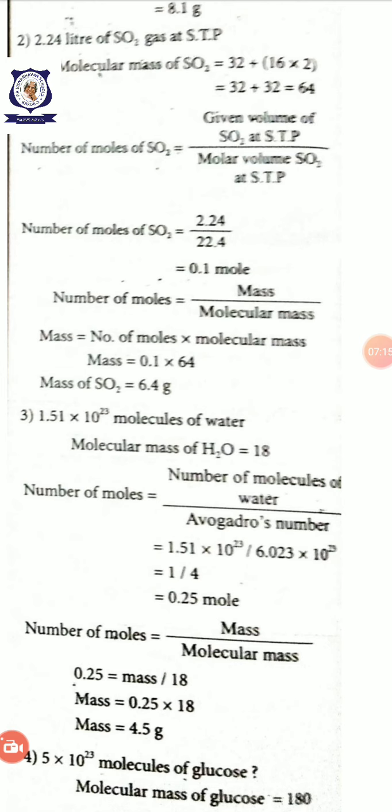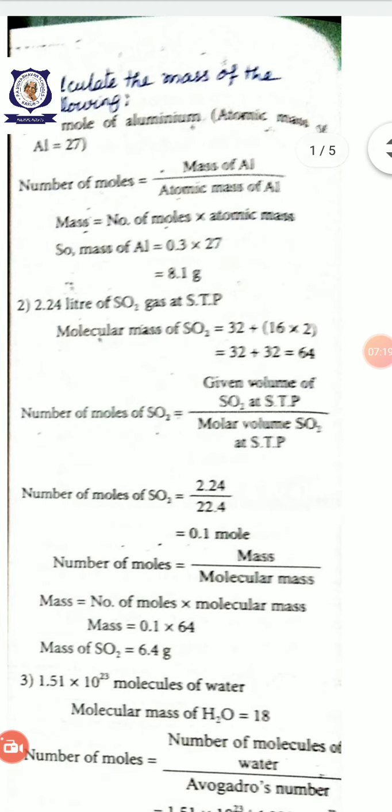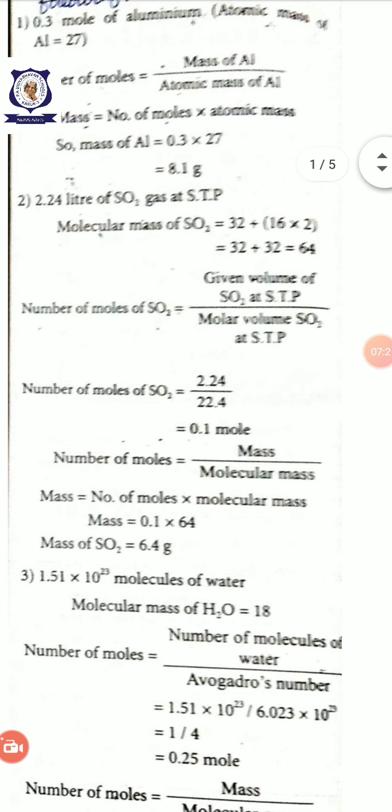There are three types we have already seen. In the first case, only the mole is given, so directly we get mass is equal to number of moles into atomic mass. In the second case, volume is given, so from the volume we calculate the number of moles. Then mass is equal to number of moles into molecular mass.